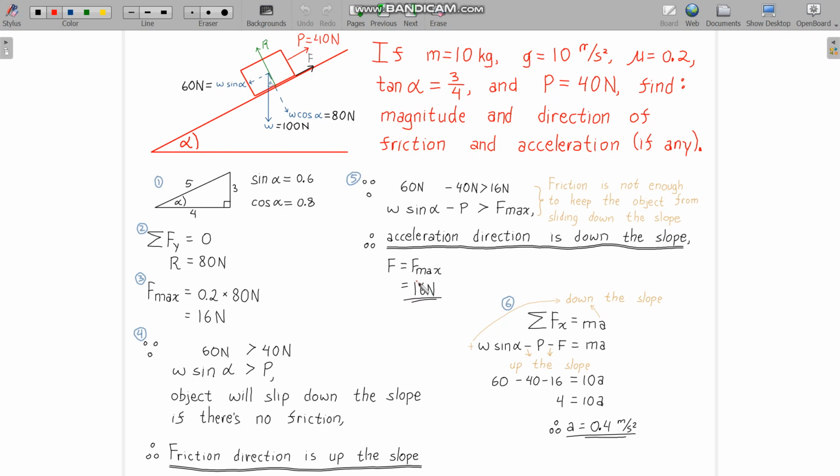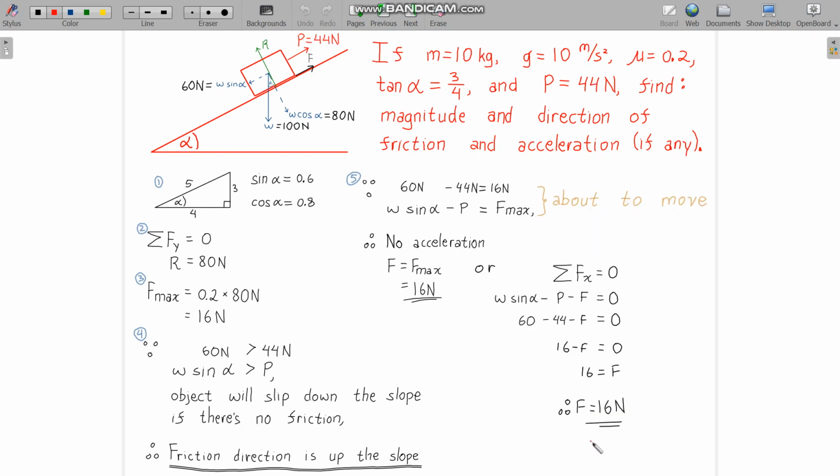And to find the acceleration, we can use sigma Fx equals ma. Now this a is the direction of the acceleration, which is down the slope. So that means the forces down the slope should be positive: W sine down the slope positive, P up the slope, F up the slope negative. And after doing the algebra, we get the acceleration magnitude.